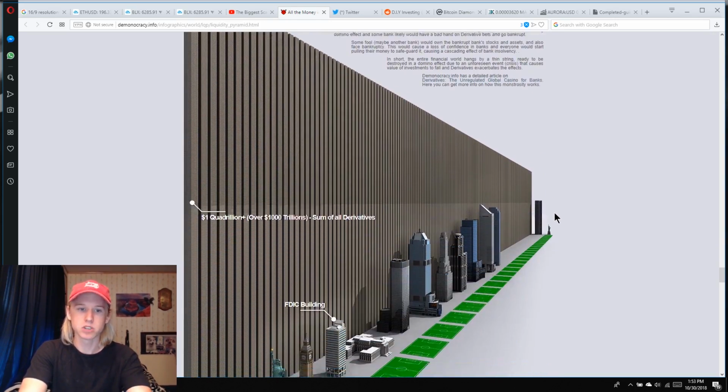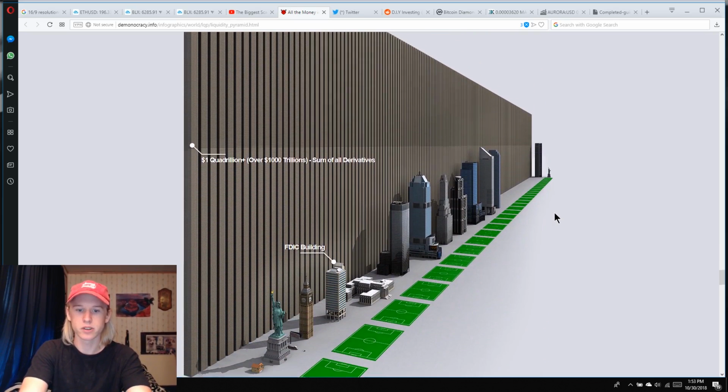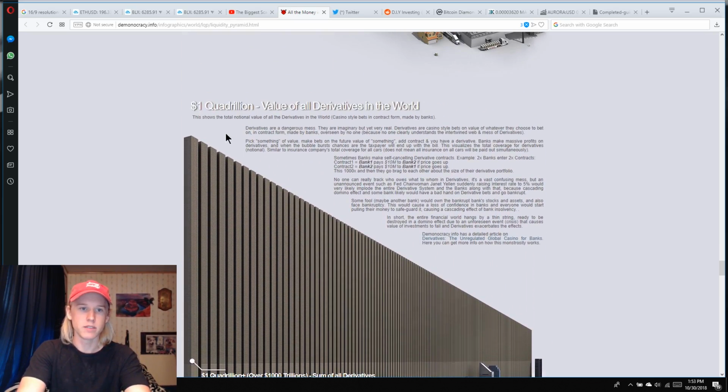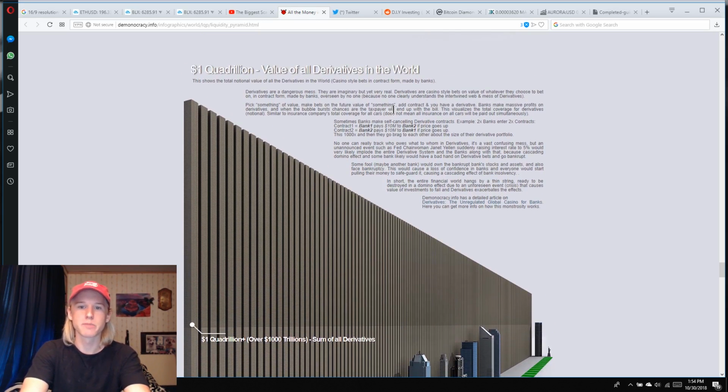Now we're getting into some astronomical numbers that I've honestly never even thought about. I didn't even know what a quadrillion was until I read this, and I'll just be honest about that. 1 quadrillion: value of all derivatives in the world. Now I'm going to go through and read this because I feel like it's important to understand it. Derivatives are a dangerous mess. They are imaginary, yet very real.